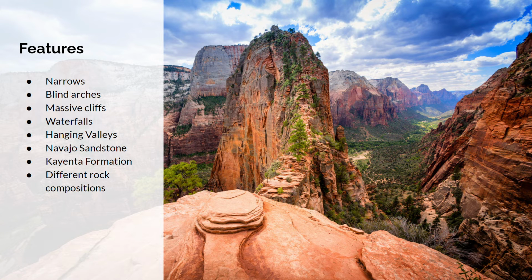Hanging valleys as well. You can see towards the left of Angel's Landing, there's a bit of a valley, but it's not connected to the rest of the valley floor. That's why it's called a hanging valley. The Navajo sandstone, what we see, all the cliffs are made out of the Kayenta Formation, what I was talking about earlier, and just all the different rock compositions with all that sedimentary rock in there.